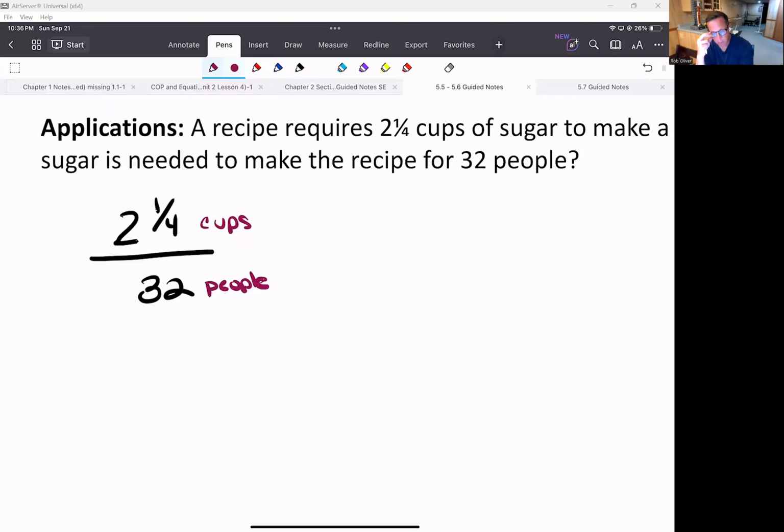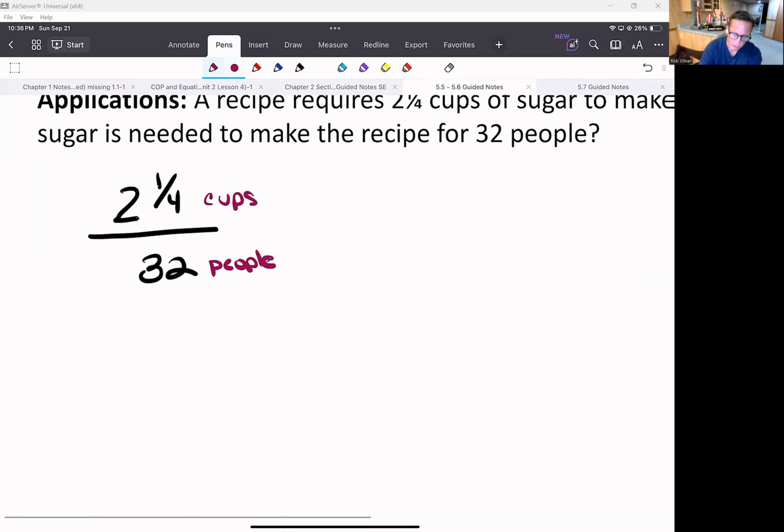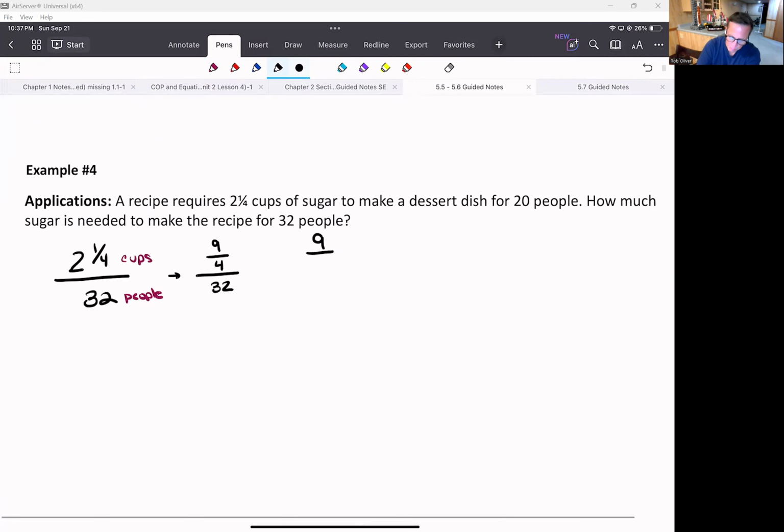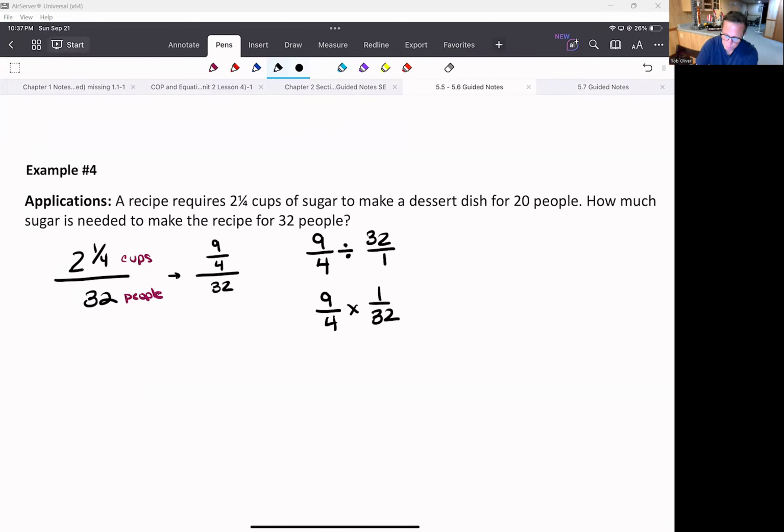For this problem, we need to know 32. So once we know how many cups it takes for one person, we'll just multiply that by 32. All right, so the first step is, let's change that into an improper fraction. So that's going to be 9/4, right? Divided by 32. And let's write that as a division problem. So 9/4 divided by 32 over 1, which is 9/4 times 1 over 32.